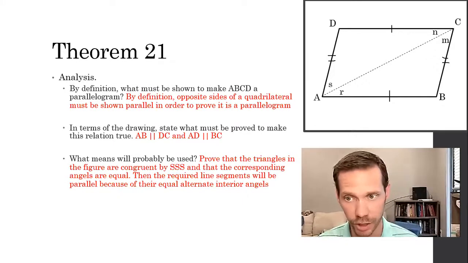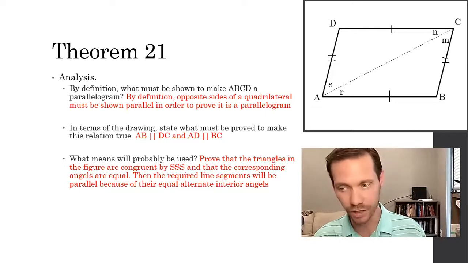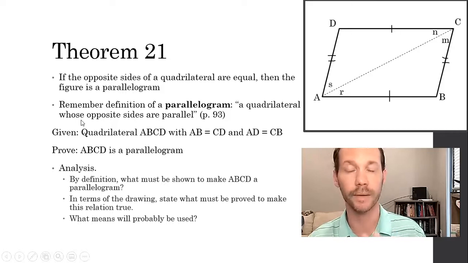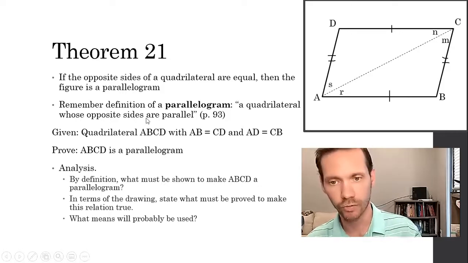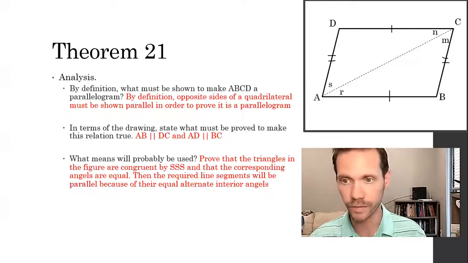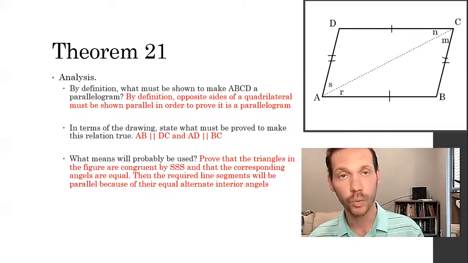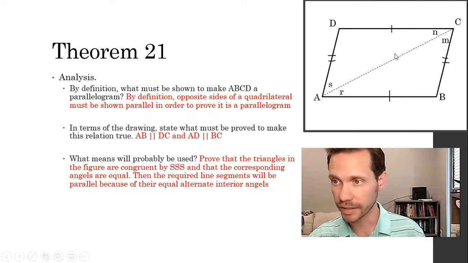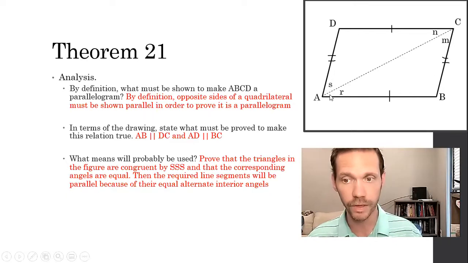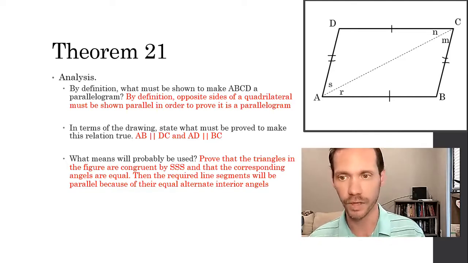In terms of definition, we want to think about the definition of a parallelogram. We mentioned a minute ago, a parallelogram is a quadrilateral whose opposite sides are parallel. Page 93 for that. So by definition, we need to show that the opposite sides of this quadrilateral are not merely equal, as in our given, but that they're parallel. That gives us a parallelogram.